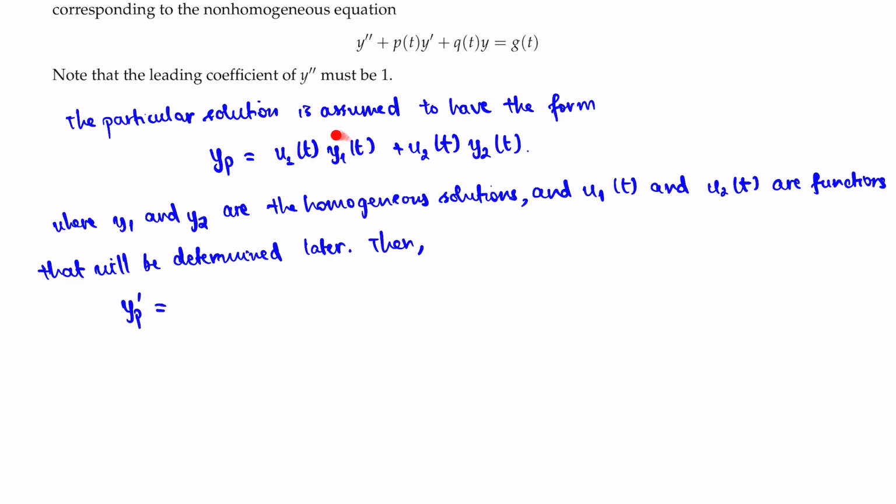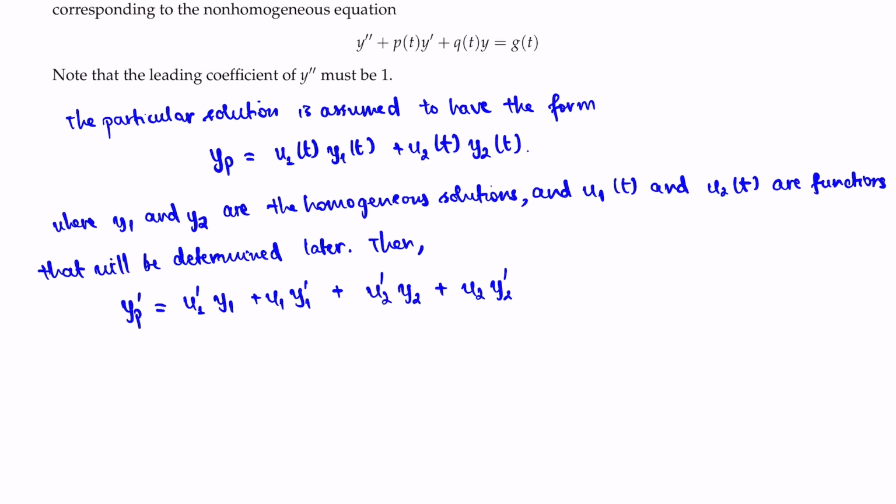So taking the first derivative of this term, you have u1 prime, so I'm going to drop the t, times y1 plus u1 times y1 prime plus u2 prime times y2 plus u2 times y2 prime. At this step, I'm going to make another assumption, and the assumption is going to be very big, very useful for the calculations. Without these assumptions, the calculations become infeasible to do. It's very tedious to do the calculations without these assumptions.